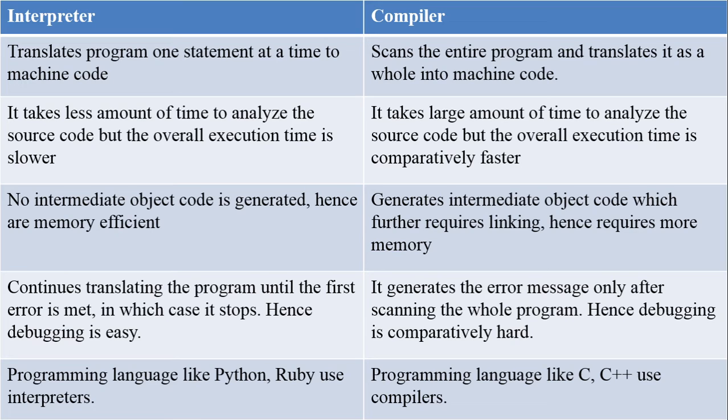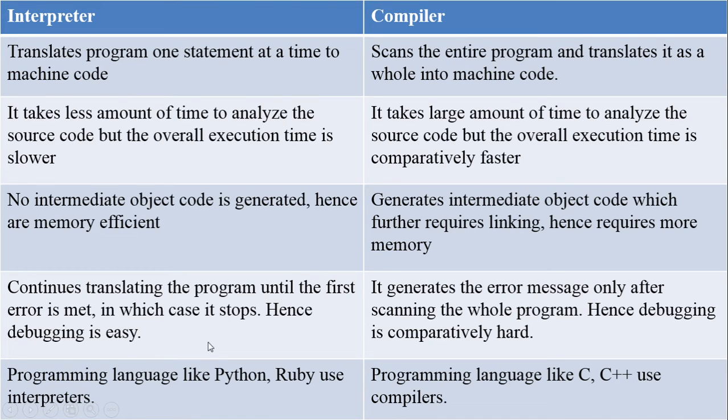Because the compiler converts the whole program into object code, only then does it generate a message indicating whether there exists an error in any particular statement or not. So it is experienced as a hard activity in the case of a compiler. That means debugging is comparatively hard in the case of a compiler.